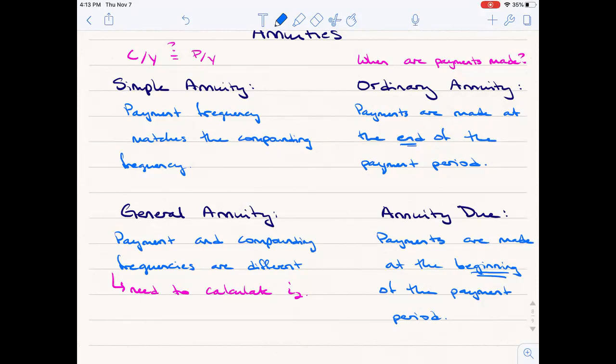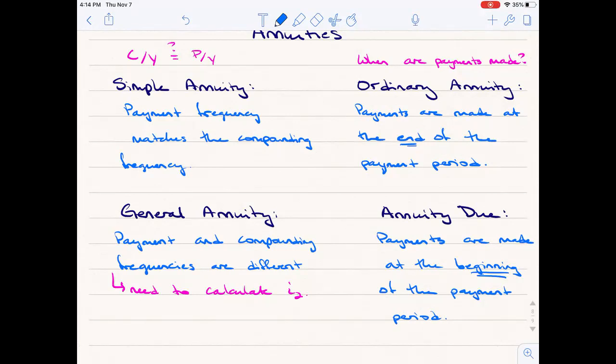Here's the thing though. An ordinary annuity can be either simple or general, and an annuity due can be either simple or general, right? And so we can have this kind of mix and match situation, right? Because one has to do with the compounding frequency and the payment frequency, and the other has to do with when the payments are being made.